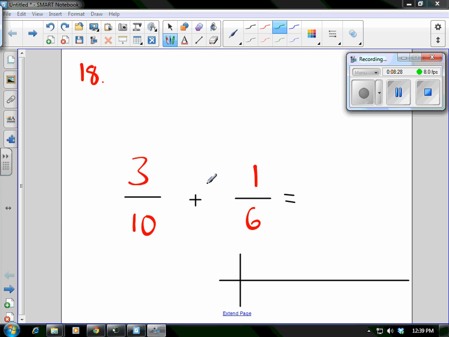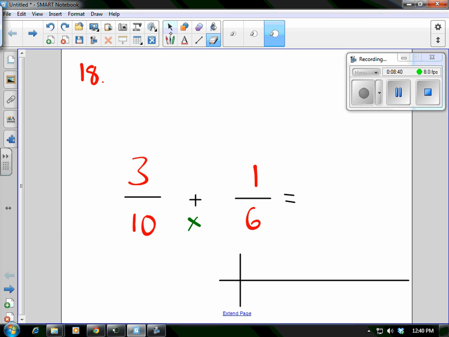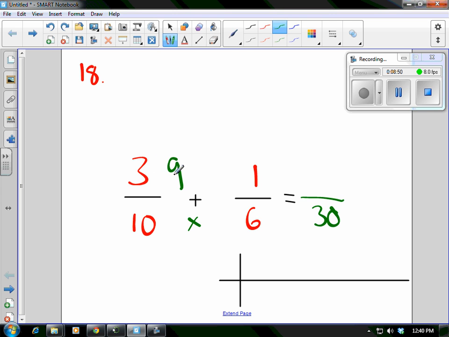Alright, this one's similar to the last one. Okay, you could multiply 10 times 6 and you would get a common denominator of 60. Unfortunately, that's not the least common denominator though, because if you put 30 down there, it's half of 60, but both 6 and 10 can go into it. 10 times 3, so 3 times 3 is 9. 6 times 5, so 1 times 5 is 5. 9 plus 5 is 14.